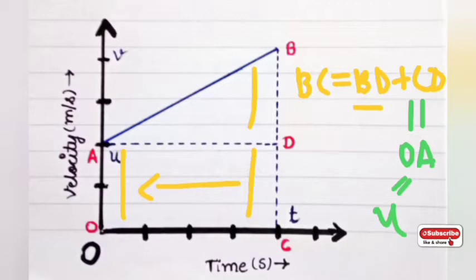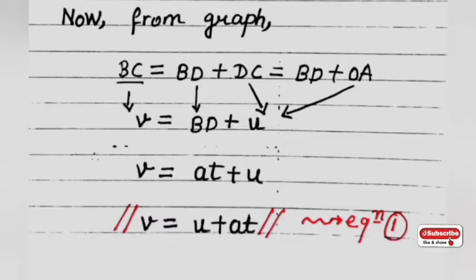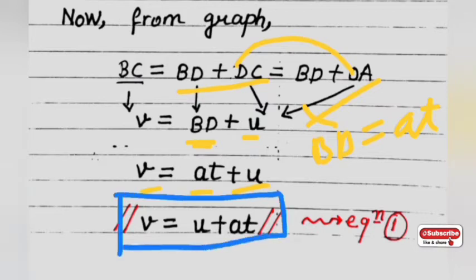So what does the equation become now? BC is equal to BD plus CD, and CD is equal to OA. So BC is the whole one, so it is v, and it is BD plus u, since OA is u. Now v is equal to BD plus u. We already derived that BD is equal to at, and that's why v is at plus u. That can be written formally in the other form, that is v is equal to u plus at. So it will be your equation number 1, and you have derived the first kinematics equation.